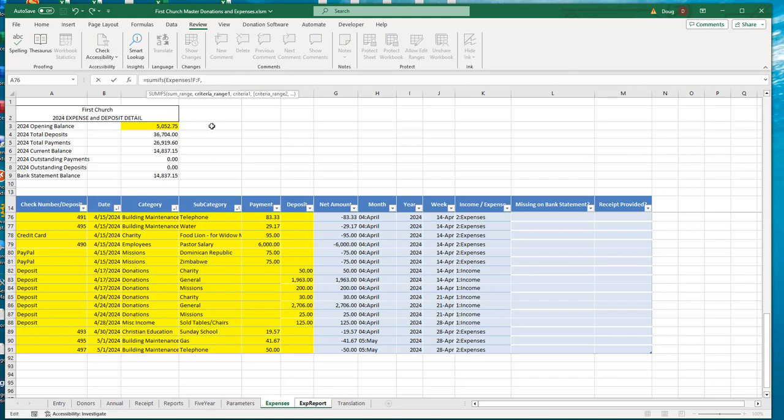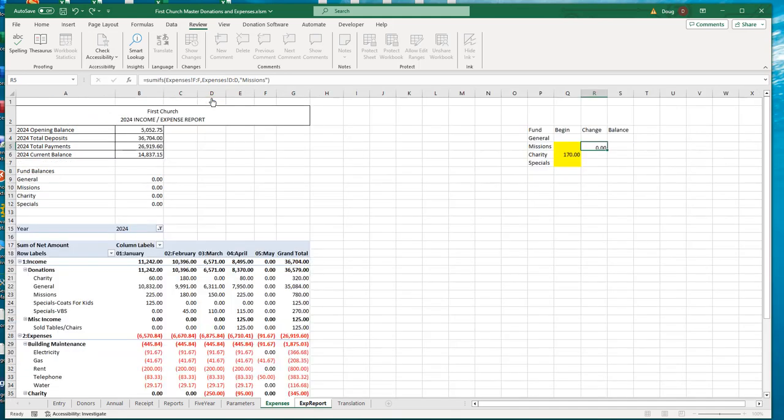The next thing it asks for is, what is the criteria range? So sum column F, where, let me just slide this down a little bit, where column D contains the word missions. So I'm putting in double quotes the word missions. So that cell formula calculated $780.